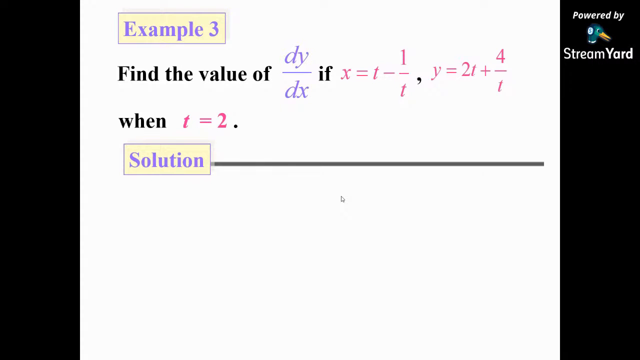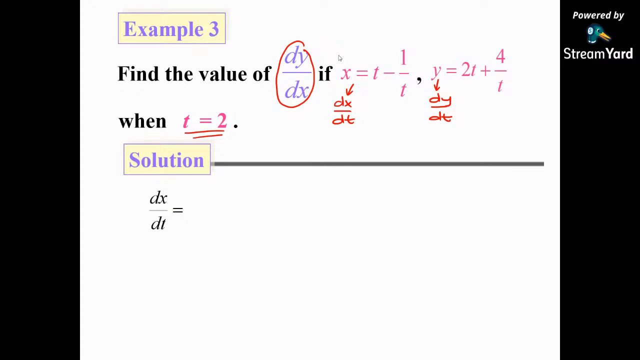So the first rule of thumb: don't substitute the value straight away, or later there will be nothing left to calculate. Never, never substitute the value straight away. Make sure to differentiate them first. Differentiate to get dx over dt, and then differentiate to get dy over dt, and then use the chain rule to find dy over dx. Your dy over dx should be in terms of t, then you substitute t equal to 2. If you substitute early, you get a constant, and then everything becomes zero. Cannot. So make sure to differentiate each of them and then use the chain rule.